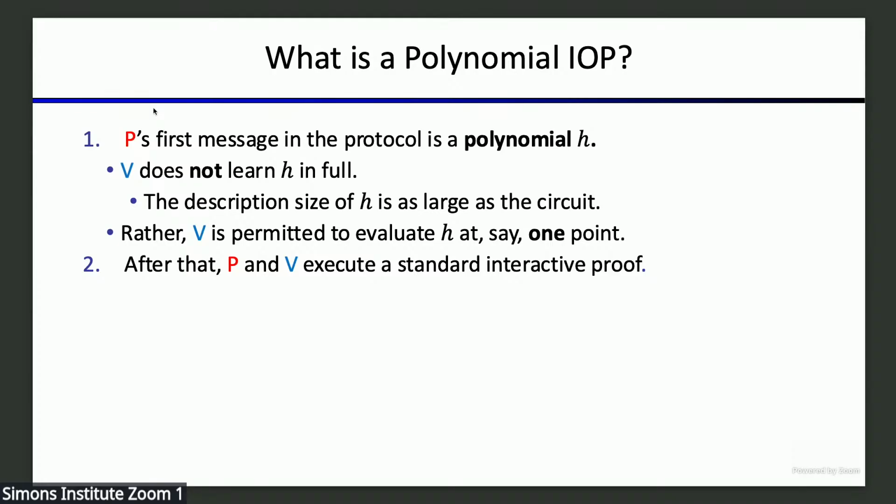So yeah, the prover sends this polynomial. It's big, but the verifier doesn't read the whole thing. It's only going to evaluate it at one point. And then the second stage of the protocol, they just run a standard interactive proof where the verifier reads all the prover messages in full. Okay, and so the way these two stages, yeah, go ahead.